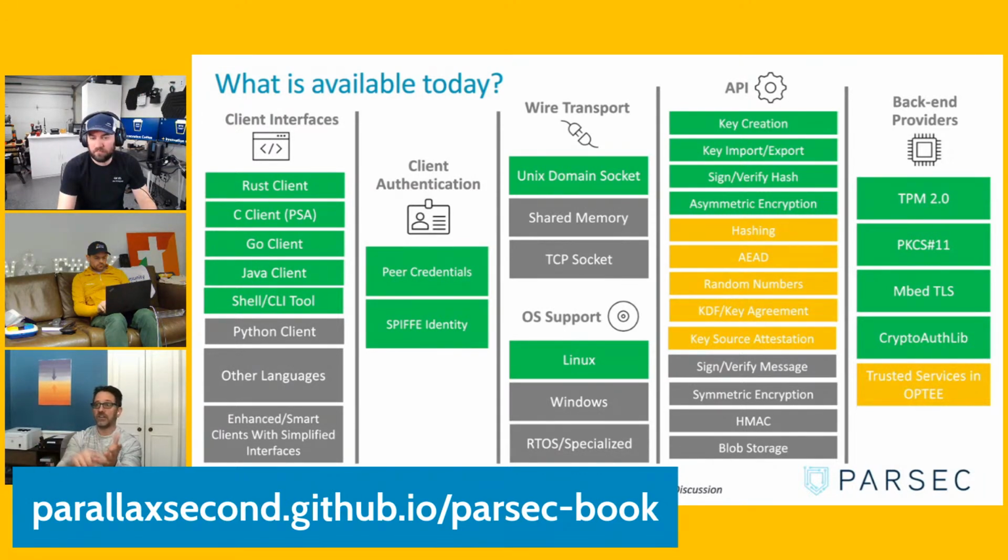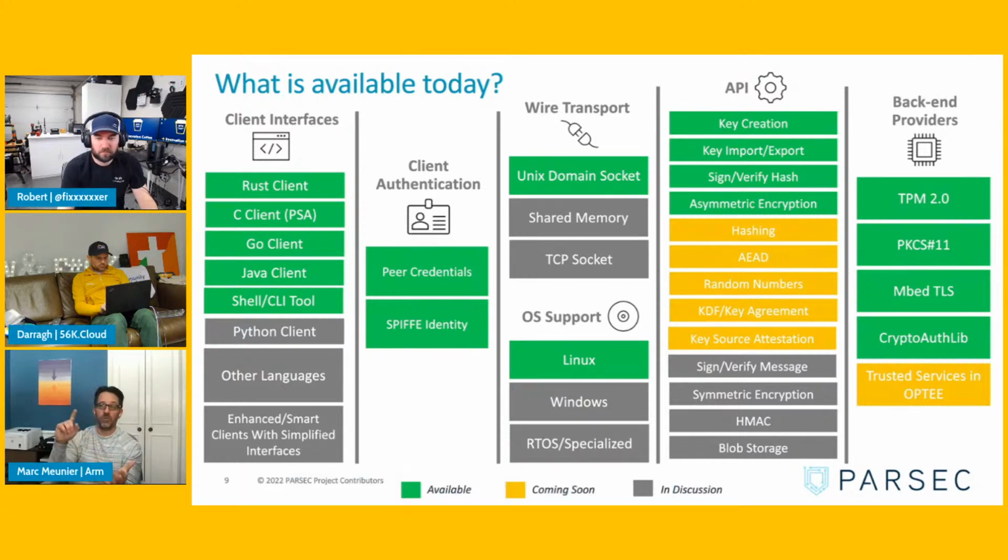But in a nutshell, you've got these client interfaces in Rust, C, and Go. We'll talk a lot more about the Java interface. There's a CLI tool to help you debug. We've done identification with Spiffy. We can use peer credentials as well to help you isolate your access to the root of trust. There are a number of APIs here. The yellow ones are maybe not coming soon, more half implemented. Few elements of it are there, and we're continuing to build this out. And on the back end, while this list is growing all the time, TPM 2.0 and PKCS 11 are supported, and a few other unique ones have been added on.